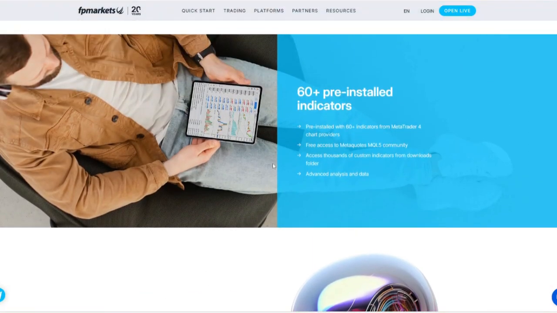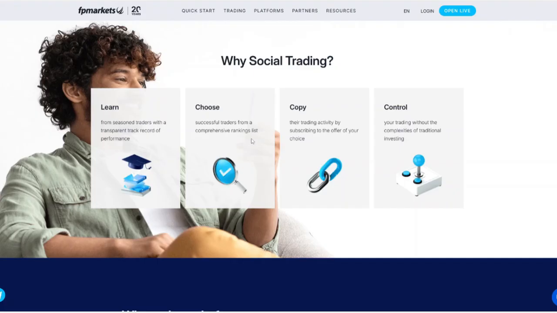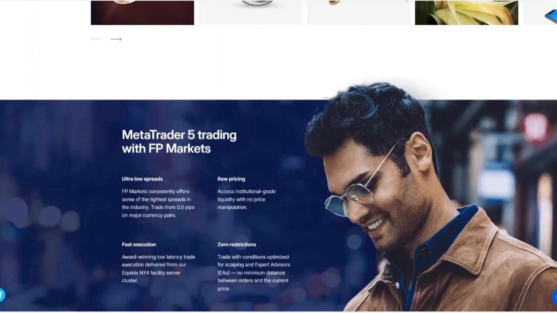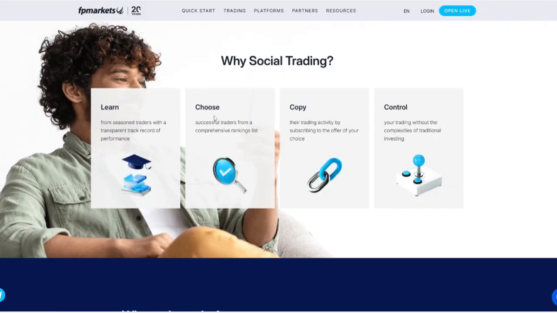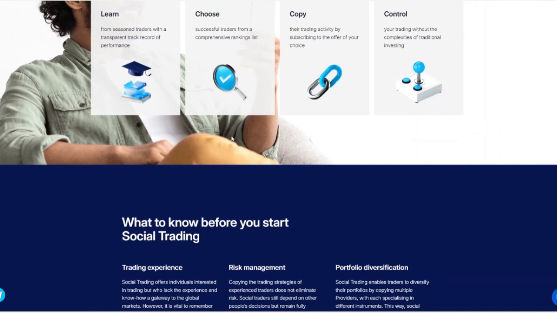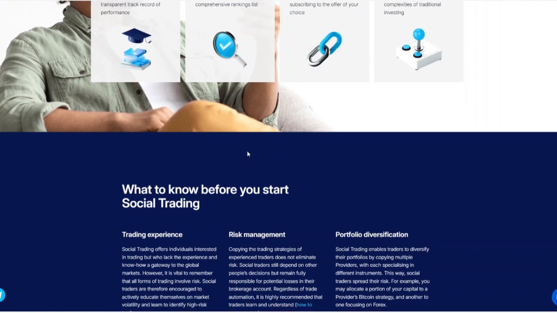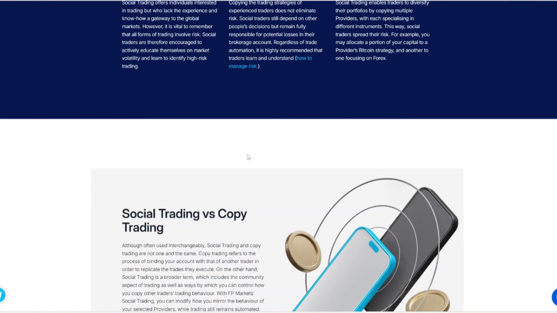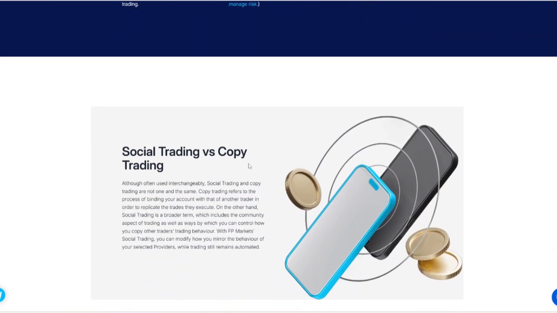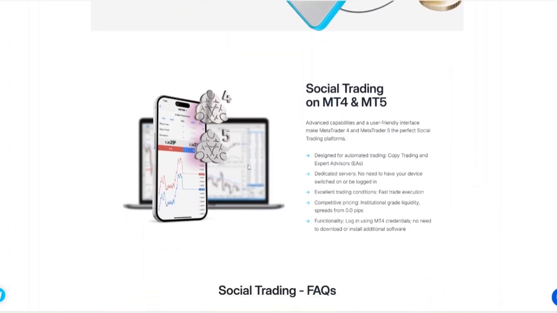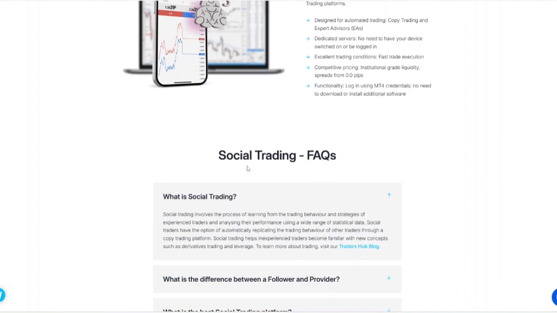What are the pros and cons of using the FP Markets copy trading? First, the pros. It is integrated with MetaTrader 4 and MetaTrader 5. There are no hidden fees. The cost structure is transparent. You only pay for what you use. There's high transparency. You can view all provider performance data before committing. There's strong regulation and credibility. FP Markets is regulated by multiple authorities, giving traders more trust and security. And it is scalable. As you gain confidence, you can follow more providers or even become one yourself.